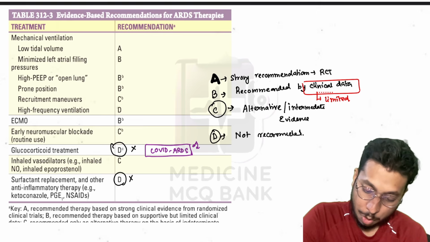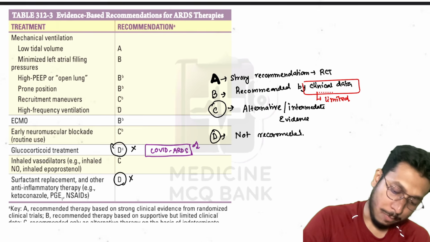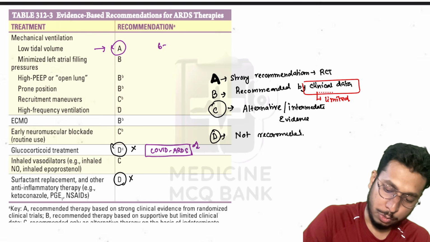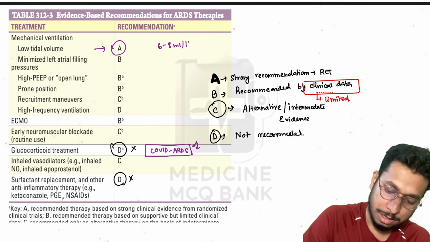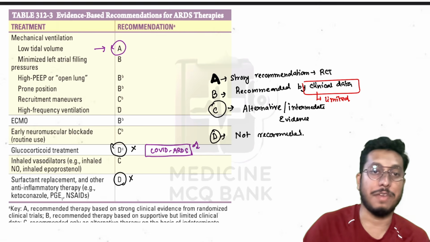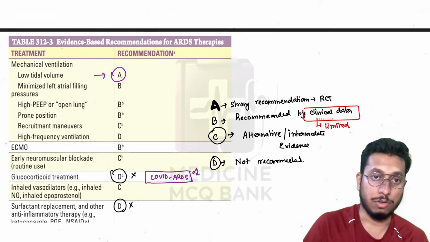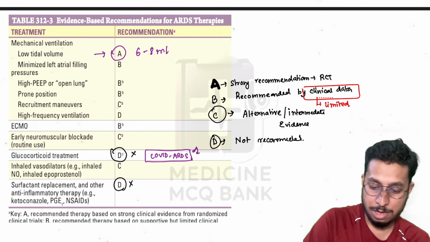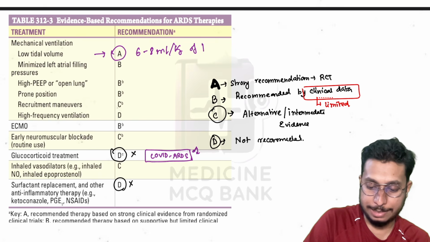Among these, which one is strongly recommended? Only one thing is strongly recommended, that is low tidal volume. So low tidal volume of around 6 to 8 ml per kg of predicted body weight is the one which is advised in case of ARDS. But why? Why 6 to 8 ml per kg of predicted body weight?